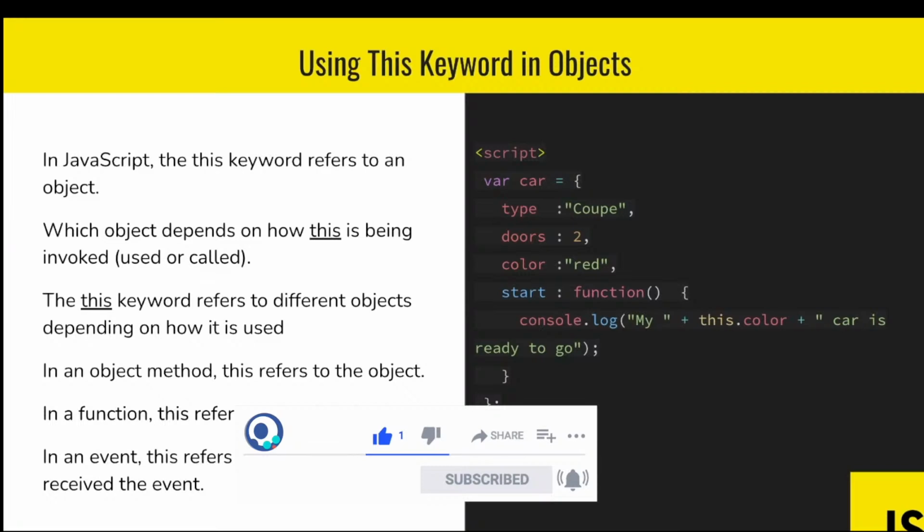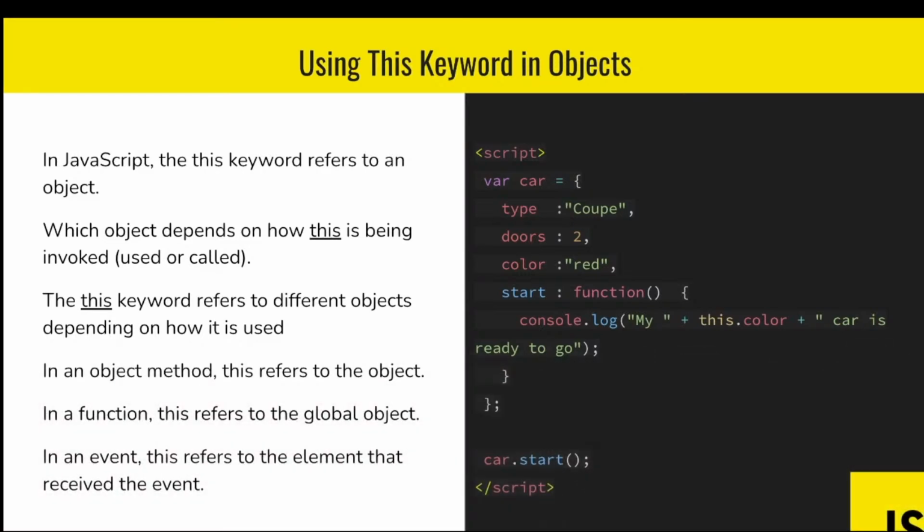Now it says here that which object depends on how this is being invoked. It depends on the use or the call, who is calling it or who is using it. This keyword refers to different objects depending on how it is used. Just ignore that line, that's what I just explained. Then in an object method, which is what you are looking at, this refers to the object.